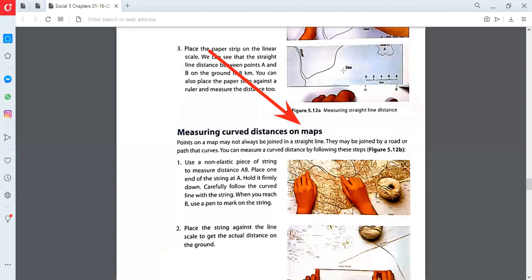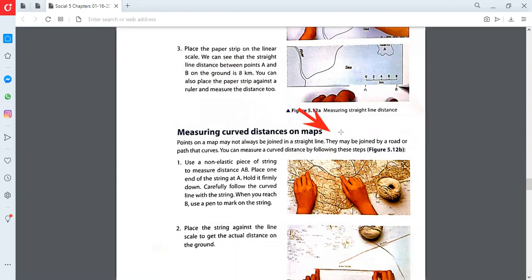So we have the next topic, measuring curved distances on maps. Points on a map may not always be joined by a straight line. In the previous picture of points A and B, you see that the points are straight. But this time, in this picture, the points are not straight. So points on a map are not always joined in a straight line. Why? Sometimes there is a sea in between. There are some rivers in between.